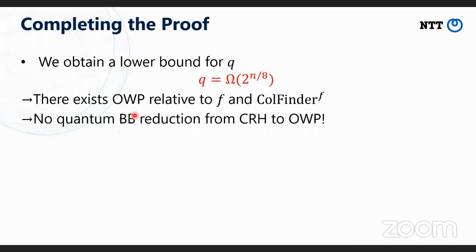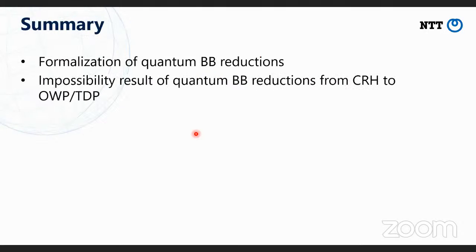And thanks to the two-oracle technique, we can say that there exists no quantum black box reduction from collision resistant hash to one-way permutation. Today I don't have enough time to explain the details for trapdoor permutation, but the proof is not so different from the proof for one-way permutation. Finally, let me summarize my talk. In our paper, we formalized quantum black box reductions, and we showed an impossibility result of quantum black box reductions from collision resistant hash to one-way permutation or even trapdoor permutation.